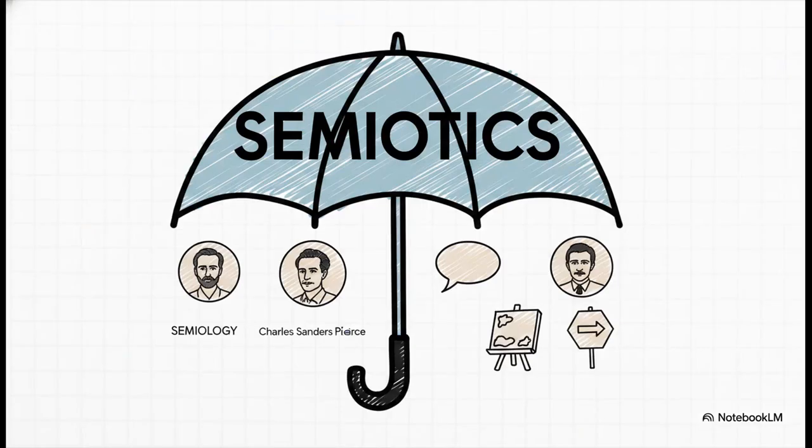So we have these two terms floating around, semiology from Saussure and semiotics from Peirce. But over time, Peirce's term, semiotics, is the one that won out. Today, we use semiotics as the big umbrella term that covers the whole field, including both of these original traditions.